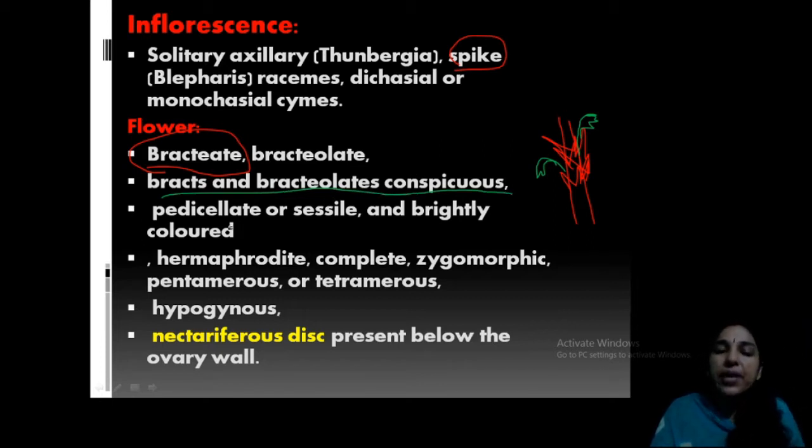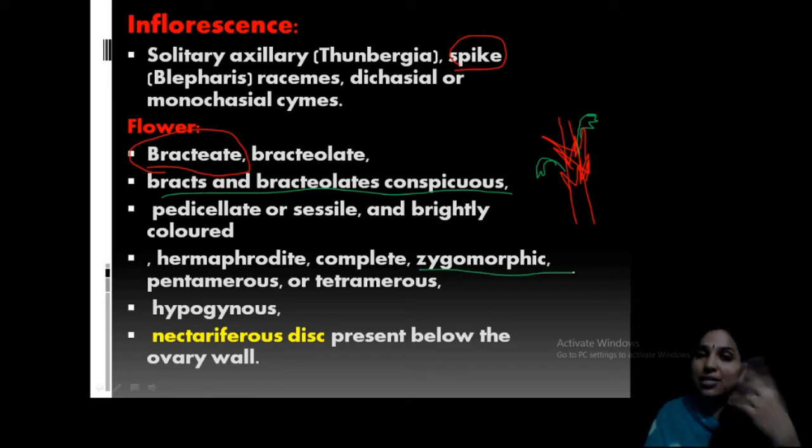Then pedicellate or sessile flowers, which may be brightly colored. Then bisexual, complete. Zygomorphy is another peculiar feature: you cannot cut the flower into two equal halves. It is bilabiate, bilipped, with two lips for the corolla. We will discuss that later. Another important point is that a nectariferous disc is present, a disc that secretes nectar below the ovary wall. So: bracts and bracteoles, spike inflorescence, nectariferous disc, zygomorphic flower.